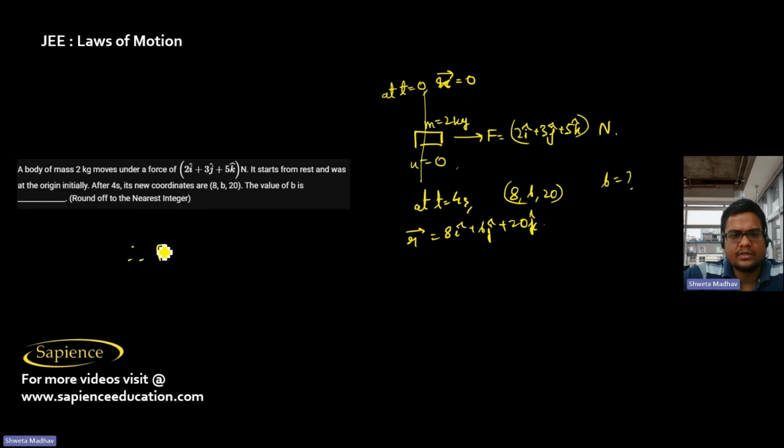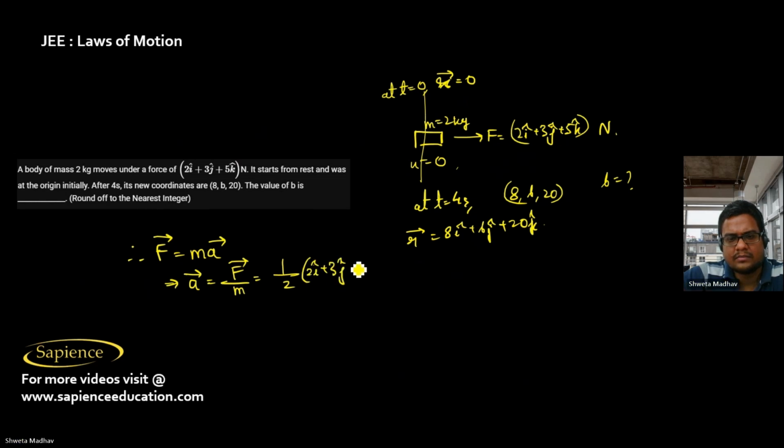So therefore, if the force is a constant force, the acceleration also will be constant, force equals mass into acceleration. So the acceleration vector is f vector by m. That is 1 by 2 into 2i cap plus 3j cap plus 5k cap meter per second square. So it will be i cap plus 3 by 2 j cap plus 5 by 2 k cap meter per second square.